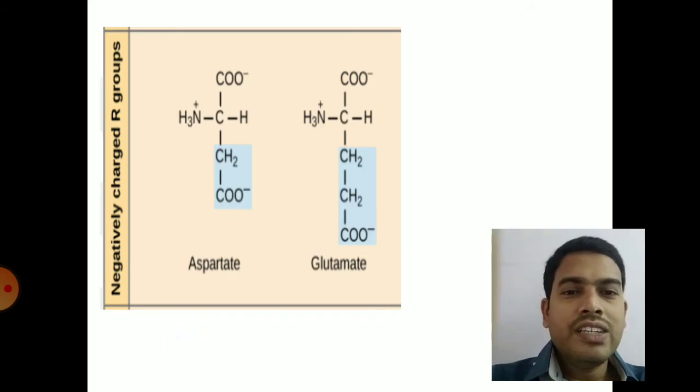So next one is negatively charged R group containing amino acids, also called acidic amino acids: aspartic acid and glutamic acid, also called aspartate and glutamate. Aspartic acid is CH2COO minus, glutamic acid is CH2CH2COO minus.